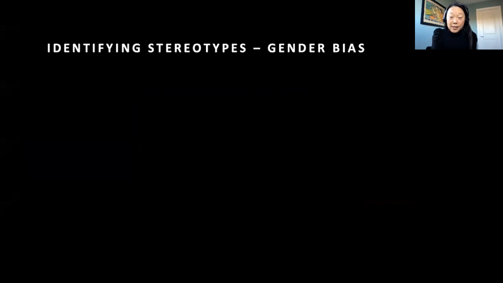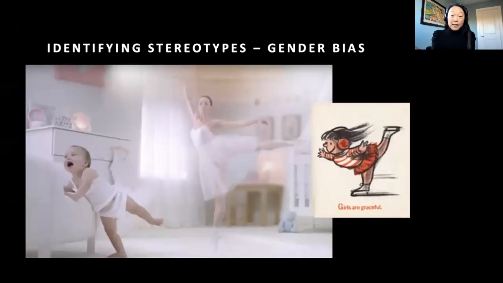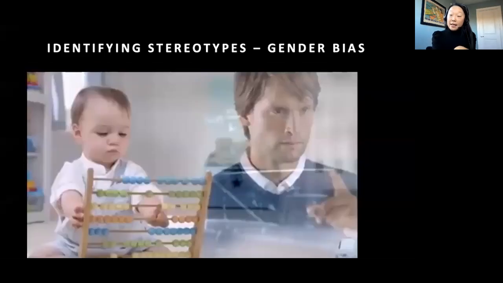And so here, this is just a screenshot of the commercial. You can see a little girl growing up to be a ballerina. This is what the commercial's showing us. How different is this from the image from that old book? And in that same commercial, here's a screenshot showing that the little baby boy is going to grow up to become some kind of a mathematician or maybe engineer. So clearly, we haven't changed very much in our representation in the media.